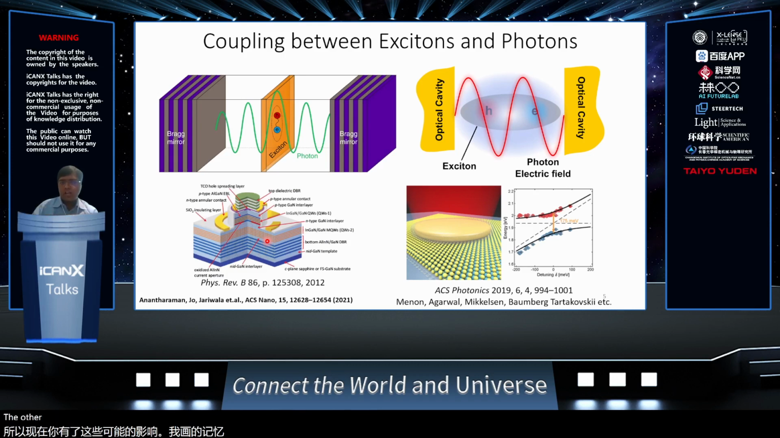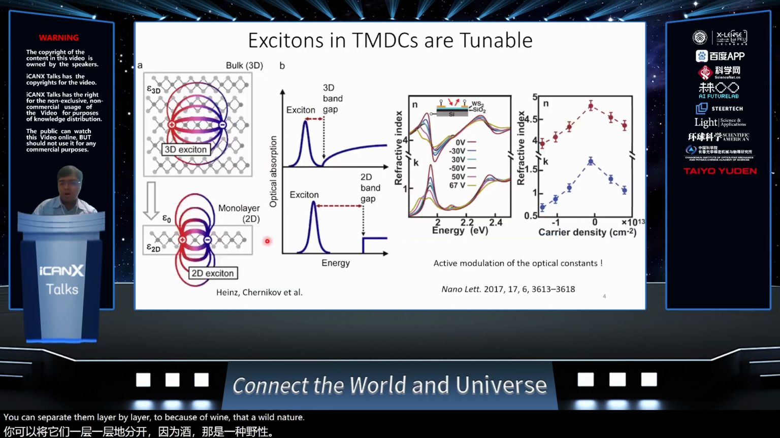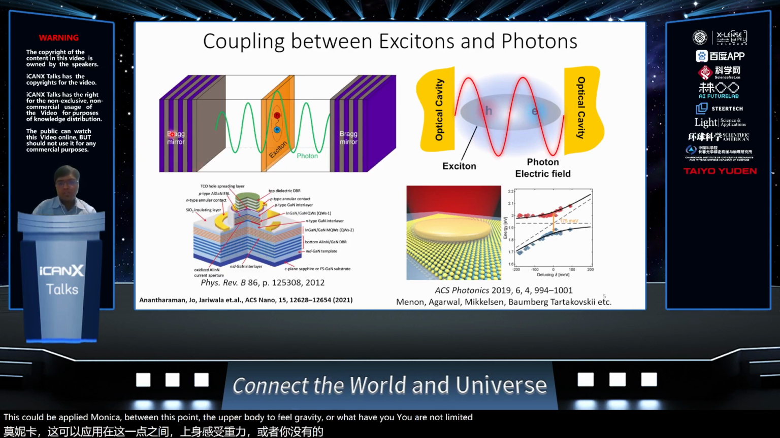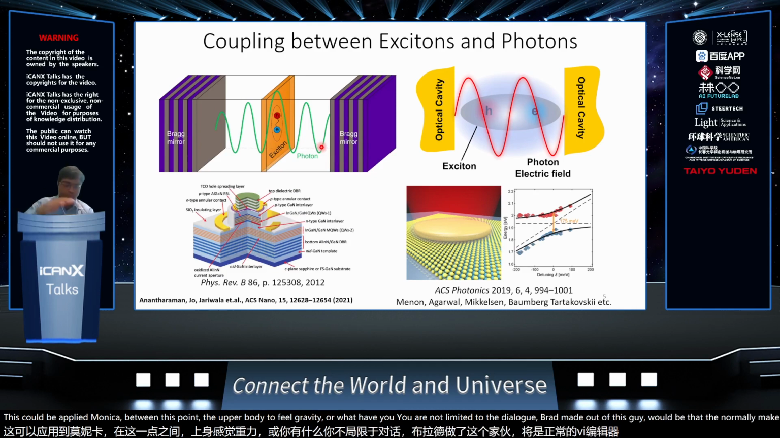The other exciting thing about these 2D materials is that you can peel them off. You can separate them layer by layer because of the van der Waals nature of the bonding, as we have seen before. The bonding between the layers is quite weak. It's van der Waals, so you can separate them out. And so now you have basically isolated or separable quantum wells. These separable quantum wells can be put in any arbitrary optical cavity. This could be a plasmonic cavity, a photonic crystal cavity, or what have you. You are not limited to the dielectric Bragg mirror-based cavity that you normally make via epitaxial growth.